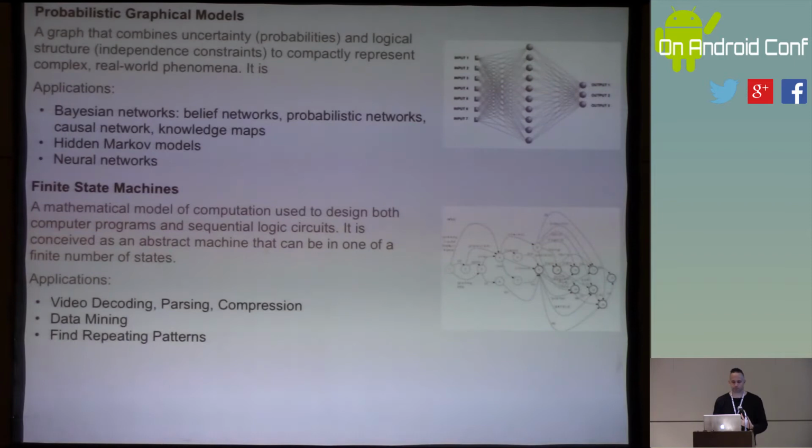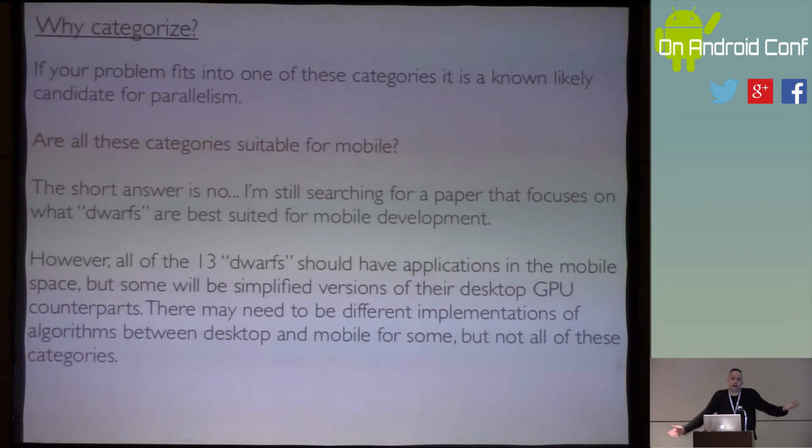Yeah, I mean, there's like three or four areas here that I certainly have a lot of problems that fall into these bins. But why categorize? Why make these categorizations in the first place? Really, it's awesome because if you know your problem fits into one of those categories or has certain aspects that fit into those categories, you can probably parallelize your solution.